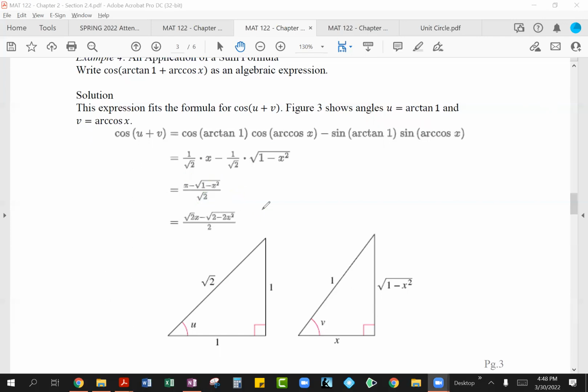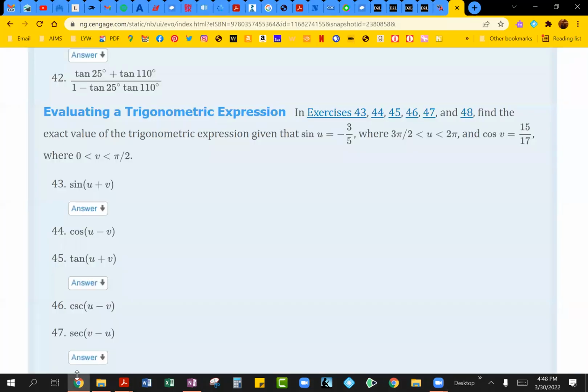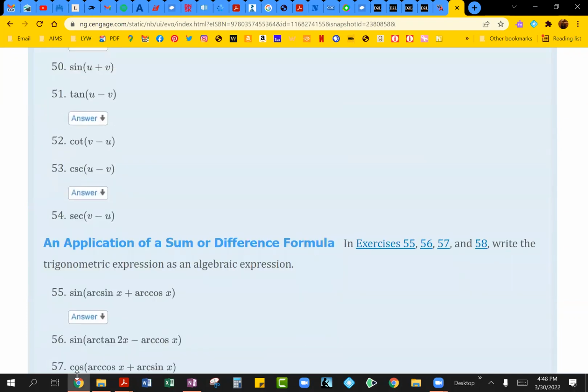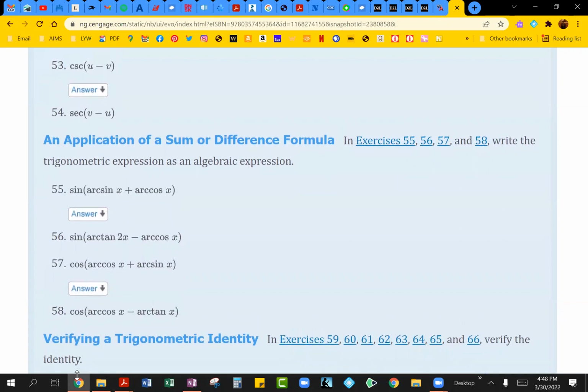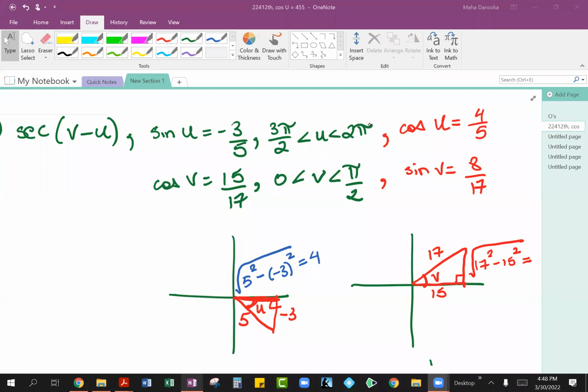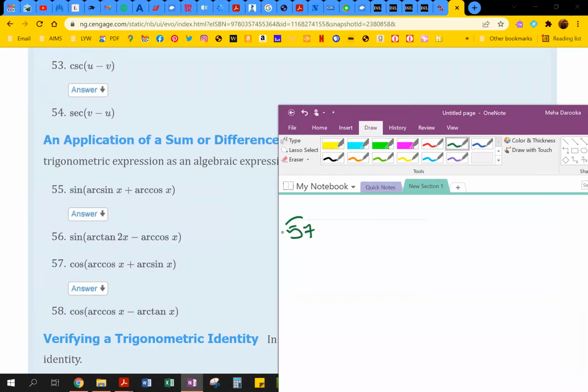So again, that's where you are using the sum and difference formulas along with the right triangle trigonometry to simplify this. So let's look at 57 over here. And again, I'm actually going to move this to our notebook. Let's see, so we are given cosine of arc cosine of x plus arc sine of x.